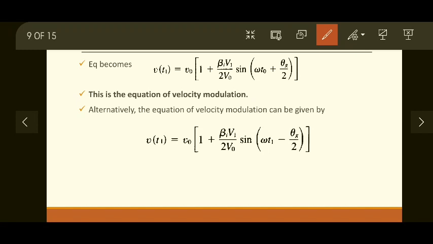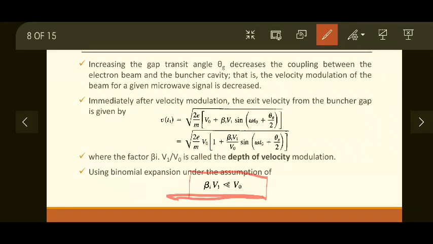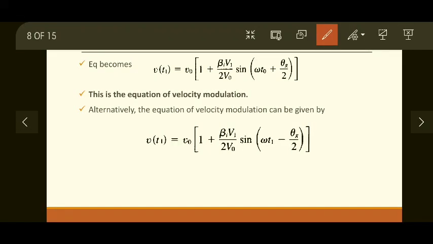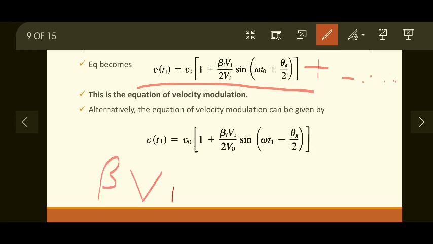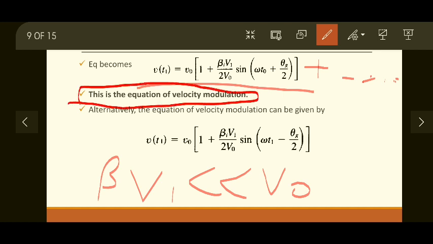How does it become this kind of equation? Here we have used the binomial expansion, 1 plus x raised to n, and we came across this particular term. There should be some other terms also, but they are nearly equal to 0 because beta V1 is much less than V0. Because of that, the higher order terms are 0. This is the equation of velocity modulation.